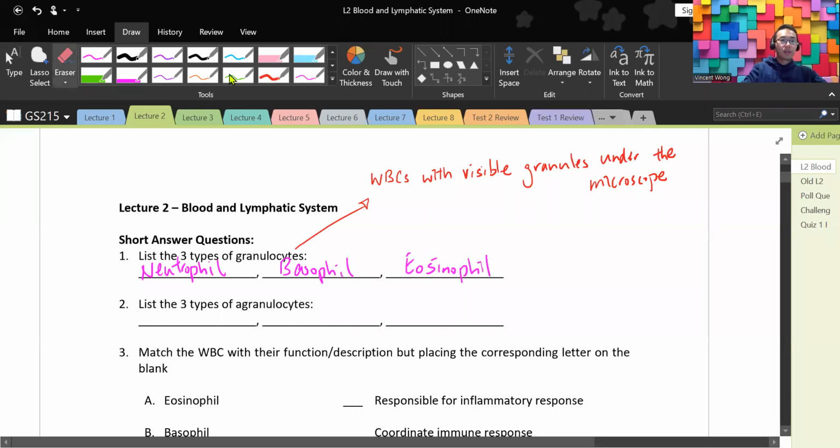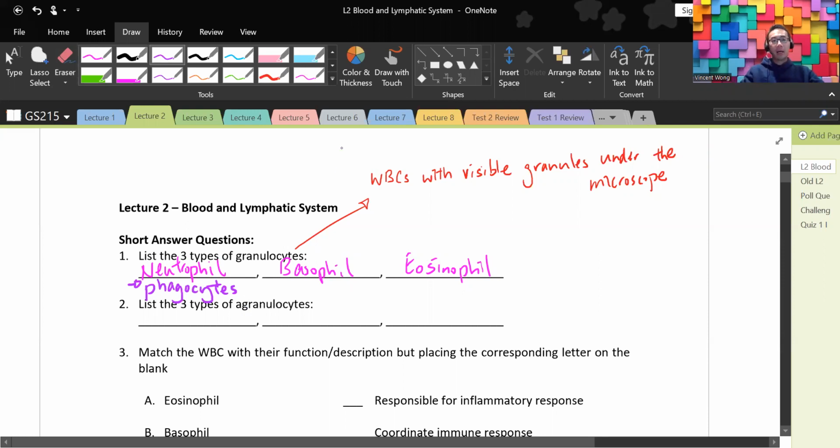Neutrophils are a type of phagocyte. Phagocytes are cells that can go around and do phagocytosis. They can eat up other cells. And neutrophils are actually the most abundant type of white blood cell. Most of your white blood cells are neutrophils. They account for about 70% of all your white cells.